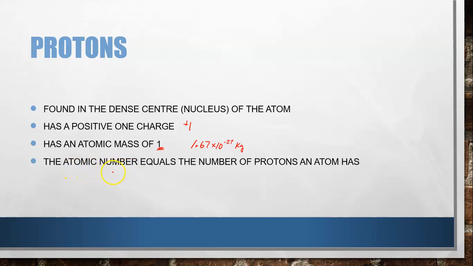Now, the atomic number of the element equals the number of protons a particular atom has. So if we take a look, for example, at oxygen, oxygen is atomic number 8 on the periodic table, and therefore it has 8 protons. Sometimes we will symbolize it just like this with an 8p+, because that's just 8 protons positive, because it has, again, that +1 charge.